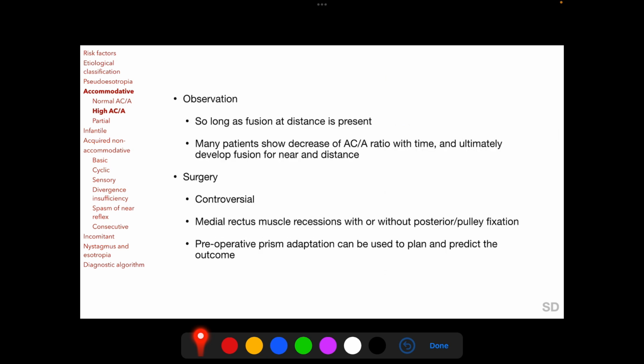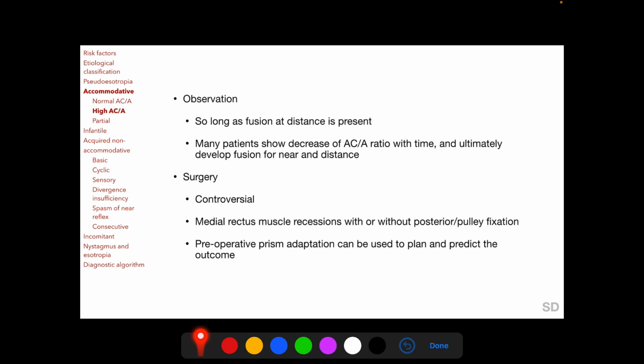Instead of optical correction with bifocal spectacles, many experts recommend observation only with monofocal glasses for distance correction if required, so long as fusion at distance fixation is present. Because the high AC/A ratio in these patients, as we have just discussed, decreases with time, and because many of these patients with high AC/A ratio without being given bifocal spectacles ultimately develop fusion for both near as well as distance fixation. Surgery for accommodative esotropia is controversial.